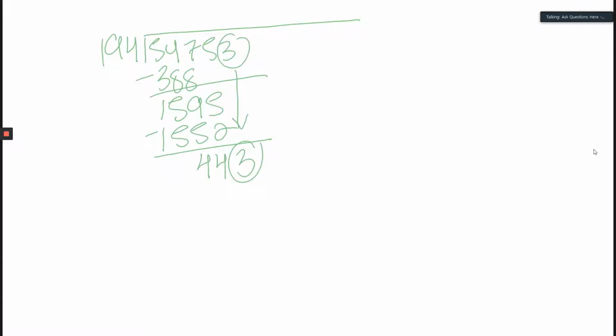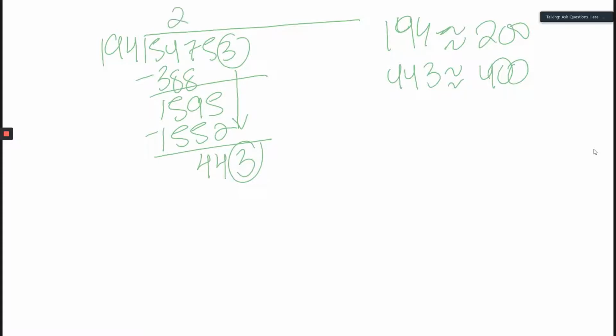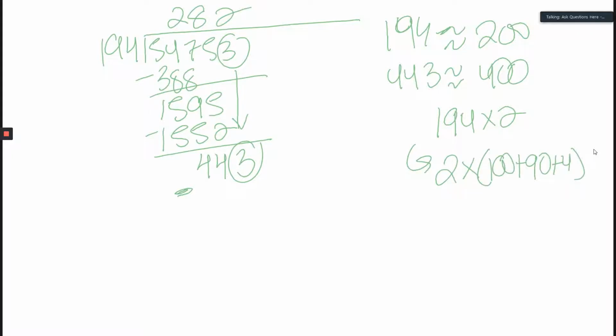And so now, again, rounding. We can know that 194 will go into 443. 194 is again equivalent to 200, and if we round 443 down, it's equivalent to 400. So it would be 2. When we actually do the math for this, 194 times 2 is the same thing as 2 times 100 plus 90 plus 4. Then our answer is 200 plus 180 plus 8, which basically gets us 388.